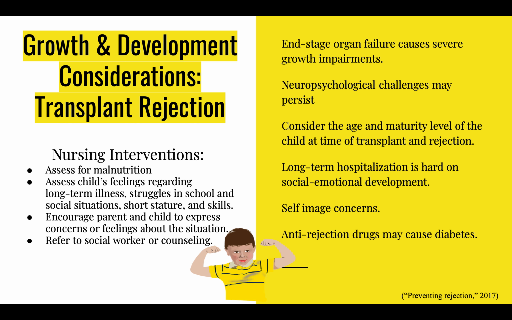Some nursing interventions are assessing for malnutrition, and assessing the child's feelings regarding their long-term illness, their struggles in school, social situations, their short stature, or skills. We should also encourage the parent and the child to express their concerns and feelings about their situation. Referring to a social worker and counseling is also helpful.